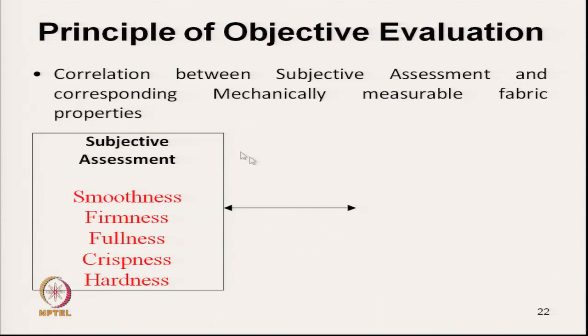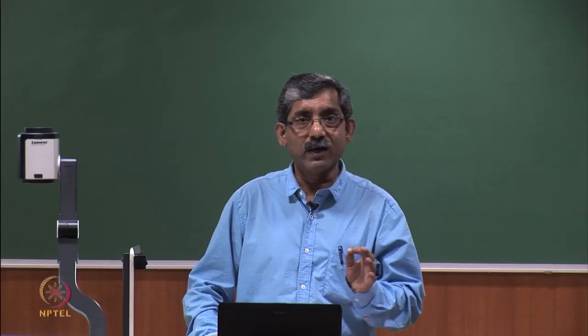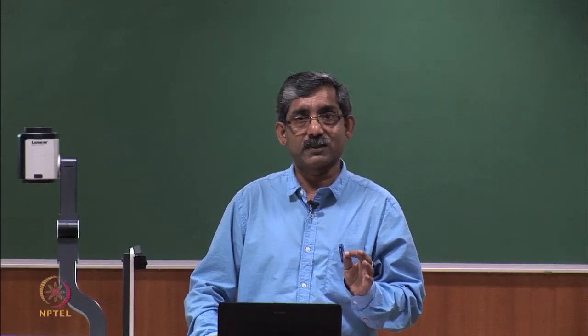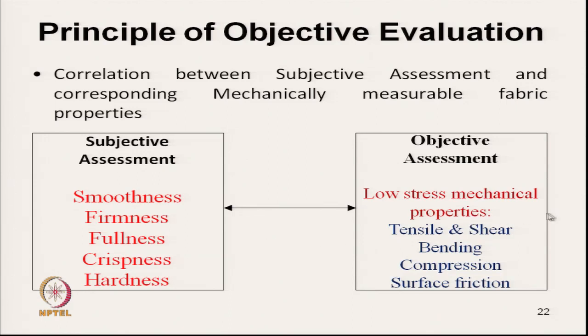These are the subjective assessments like smoothness, firmness, fullness, crispness, hardness. These we can assess subjectively. We cannot measure them directly by objective method, but they are correlated with the objective assessment by low stress mechanical properties. These low stress mechanical properties are tensile and shear characteristics, very low stress tensile characteristics.